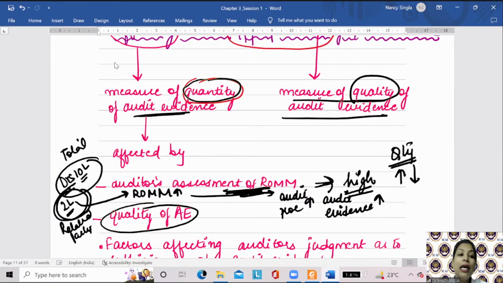Clear? So what we have done, sufficiency means it is a measure of quantity of audit evidence, how much audit evidence to take. So the auditor has to obtain audit evidence that is sufficient and appropriate. Now, students, tell me, how much audit evidence is sufficient? It is a matter of professional judgment.